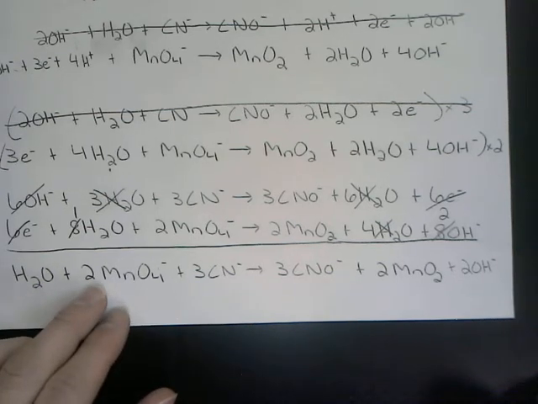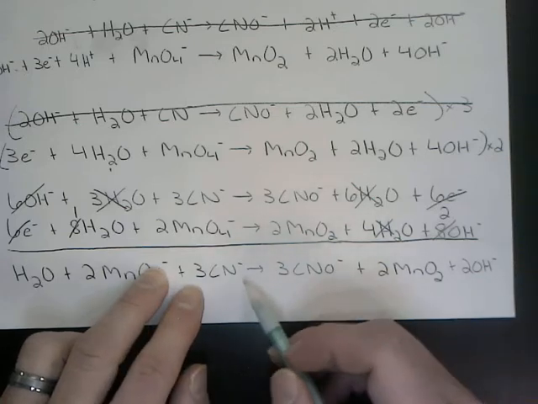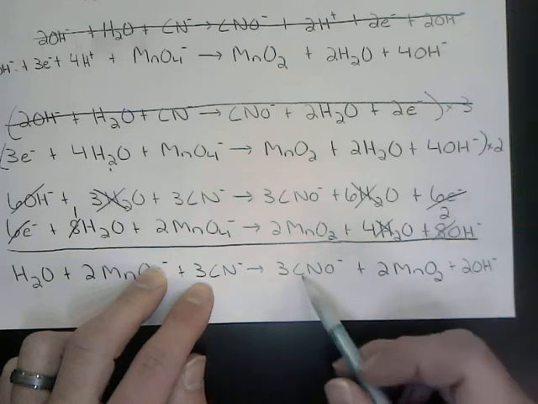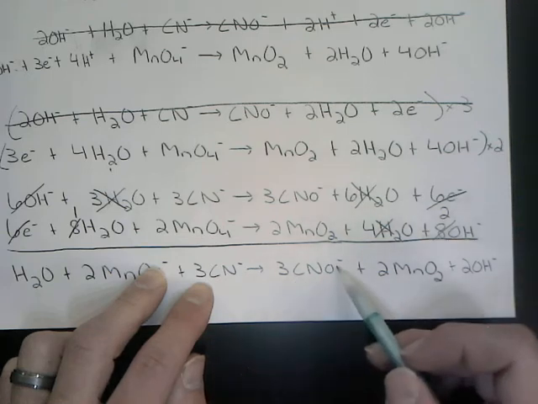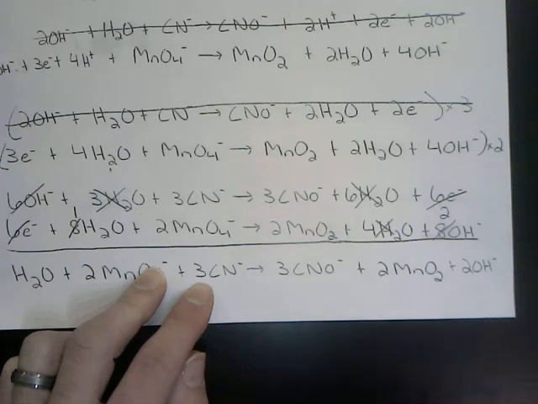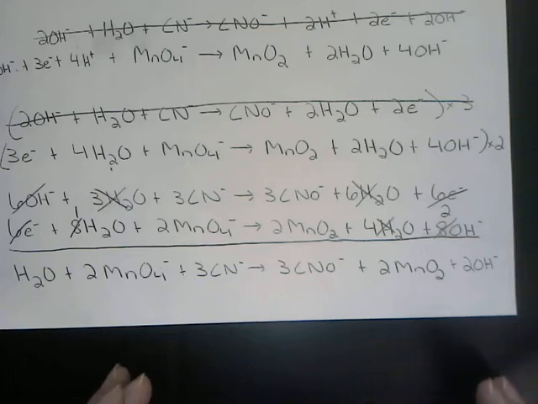equal. So on our left, we have 2 times negative 1, so negative 2, plus 3 times negative 1. When we add those together, that's a negative 5 charge. Over here, we have 3 times negative 1, negative 3, plus 2 times negative 1. That's a negative 5. So not only do our substances balance out, but also our charges balance out. And that's what we're really interested in.